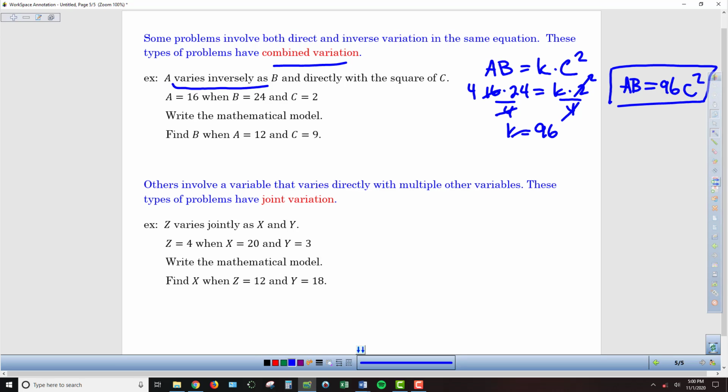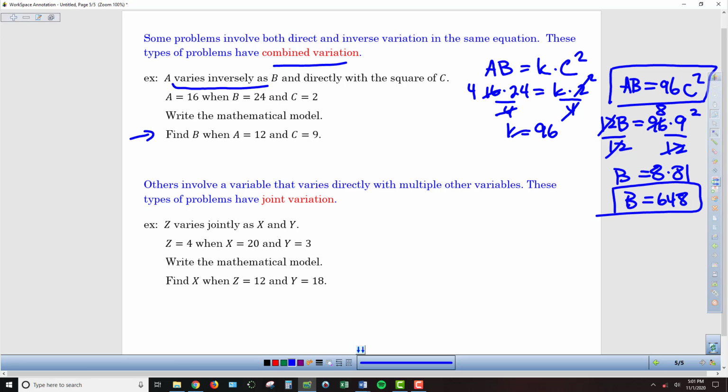So we've got our model, and now we can use it for the last part of the problem. So we want to find B when A is 12, so I'm going to have 12B equals 96 times, and we're told C is 9, so 9 squared. So I'm going to divide both sides by 12, and so we get B equals, now again I'm going to do a little reducing, so the 12 divides into 96 8 times, so I'm left with 8 times 9 squared. Well, 8 times 81 gives me 648.